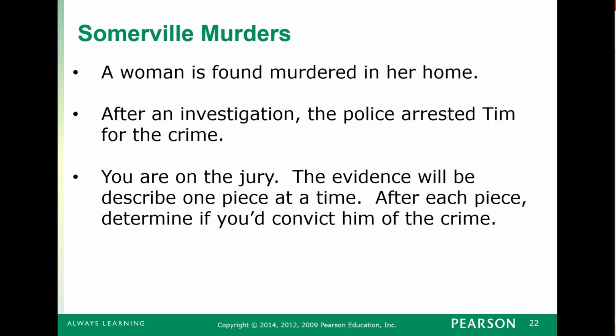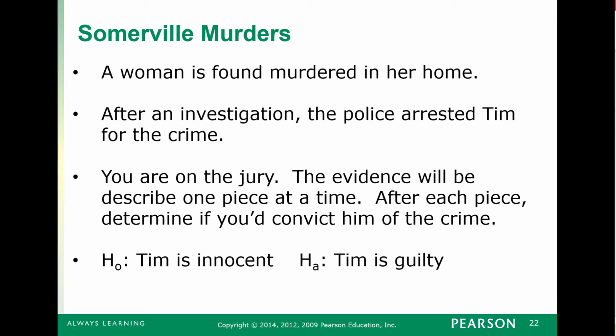The evidence will be described one piece at a time. After each piece, you want to determine if you convict Tim of the crime. You want to remember, since you're on the jury, your null hypothesis is that Tim is innocent. That's your default belief. Without any evidence, you'd have to say that he's not guilty. And the alternative hypothesis, what you're trying to be convinced of, what the evidence is always going to argue, is that Tim is guilty of murder. So let's go through the evidence one piece at a time.